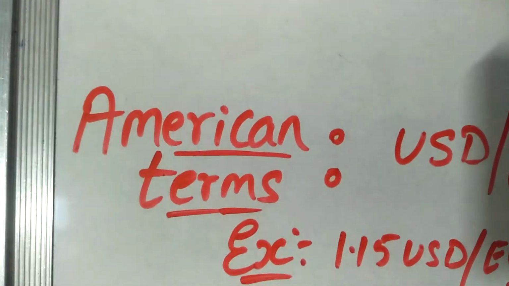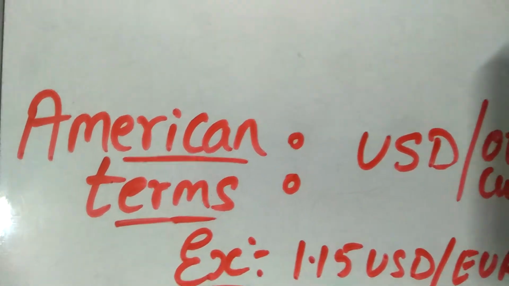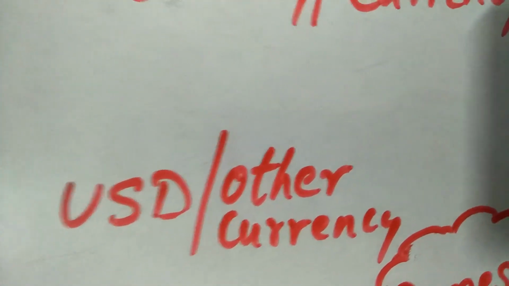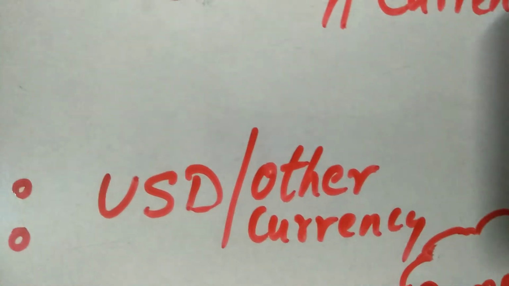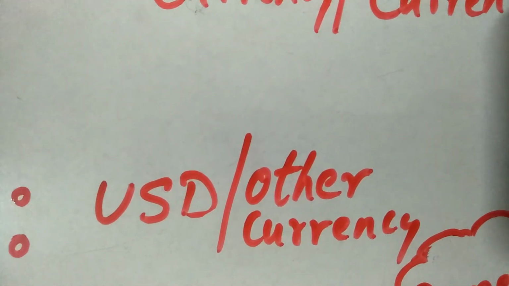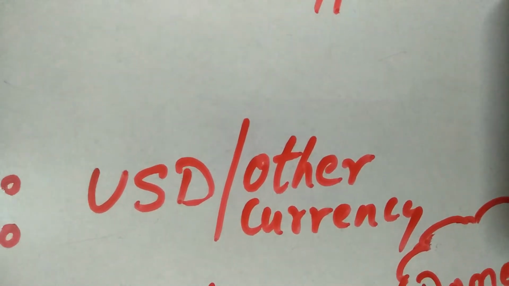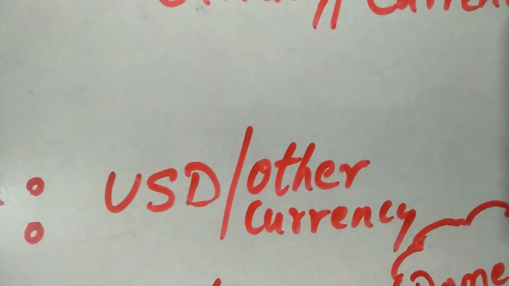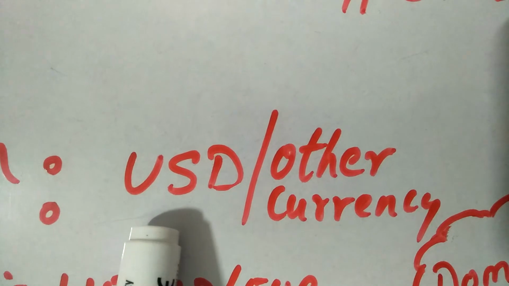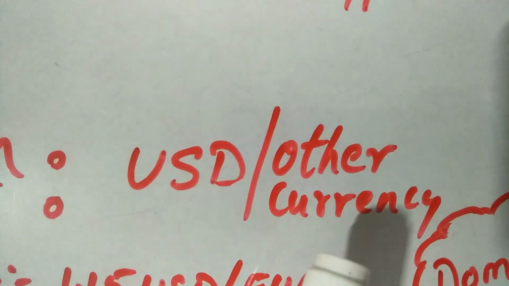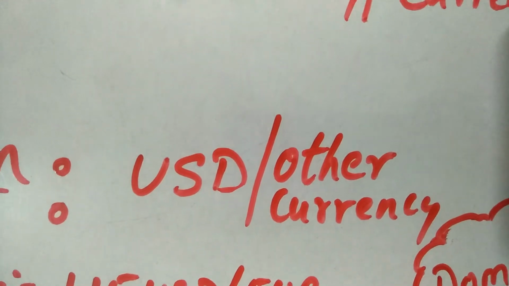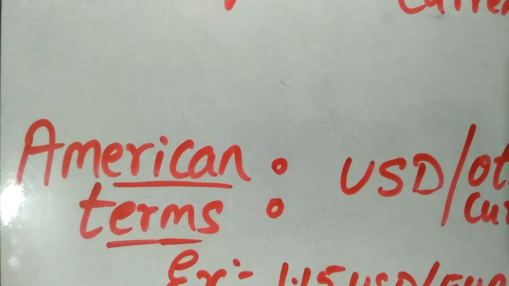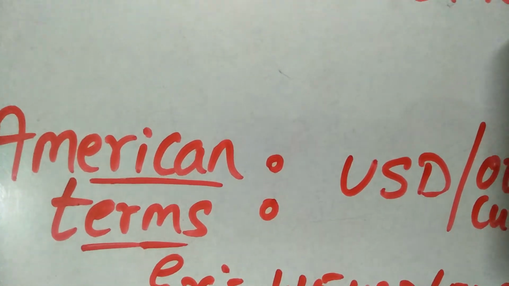First, American terms. American terms is whenever a quote is written as US dollars per unit of other currency. An X amount of US dollars per unit of other currency. The other currency can be anything, but the quoted currency should be US dollar. Whenever such a quote is written, it is called a quote in American terms.